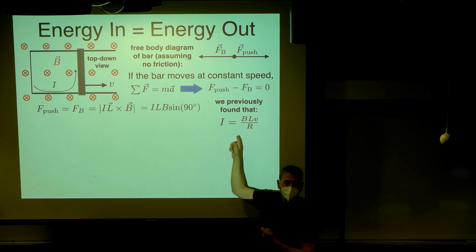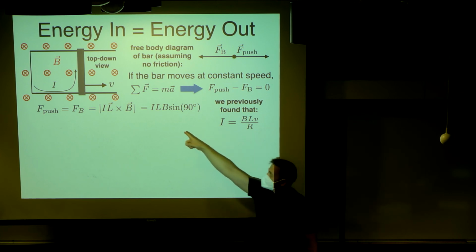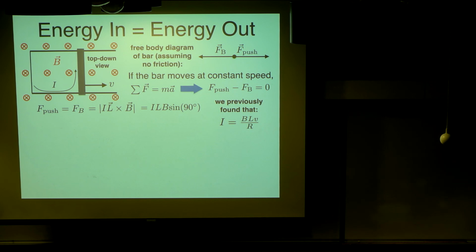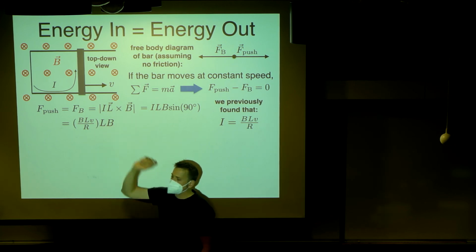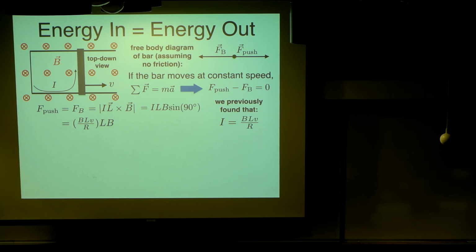In this scenario, what is the current? It's BLV divided by R. So let's put that in for the current right over there. That's what we're going to do. Just plug it in. So we have BLV divided by R going in for the current, times L times B. Sine of 90 just gives you 1, so we'll leave it off.